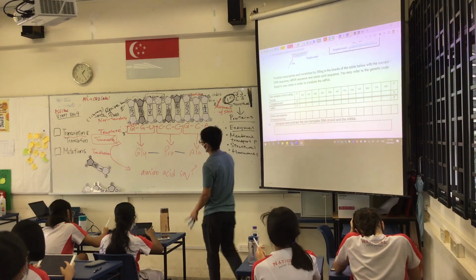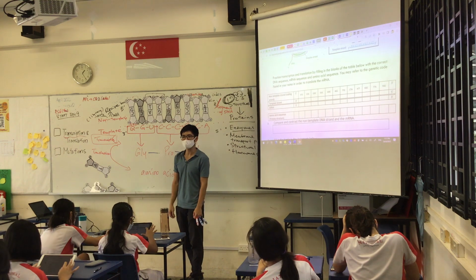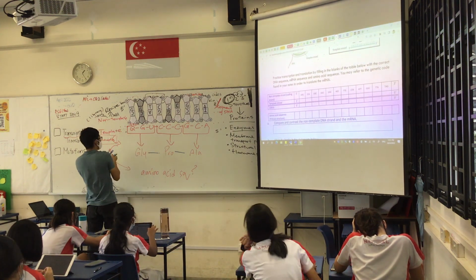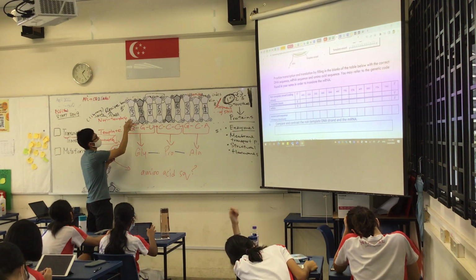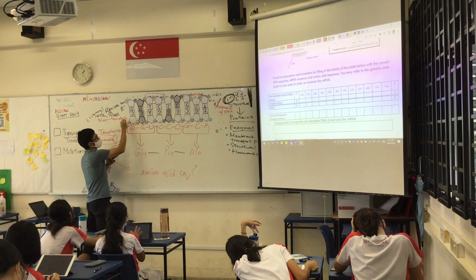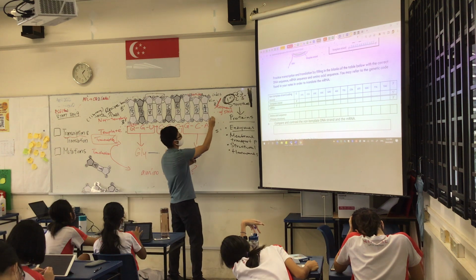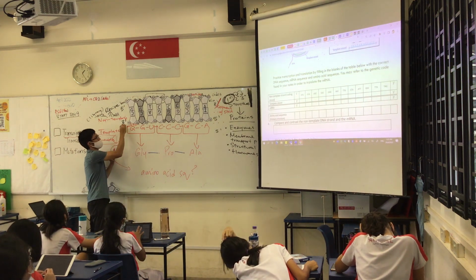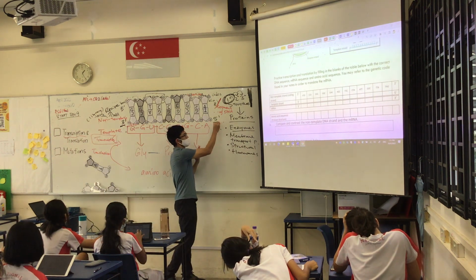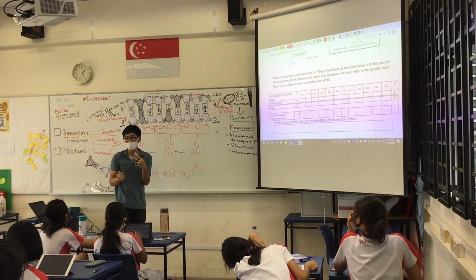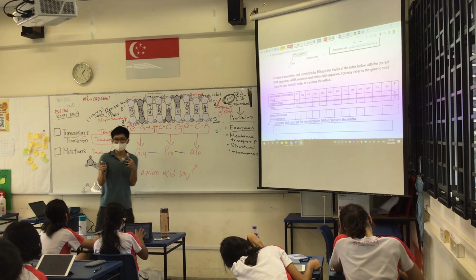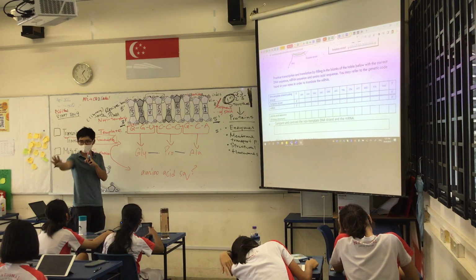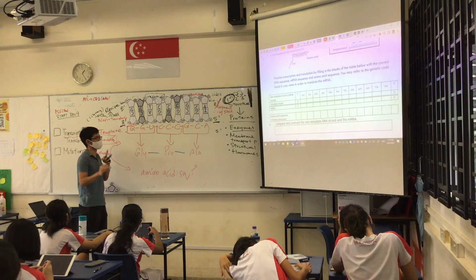Now, I need to answer the question. How do you know which is a template, which is a non-template? Your template strand very often will be provided to you this way. Notice that one strand is 5 to 3, one is 3 to 5. One way to tell which is the template strand, go and search for the one that is 3 to 5.